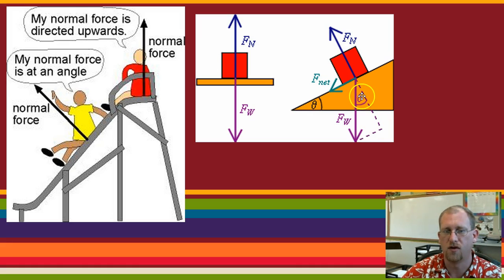And so here's your angle, here's your theta. And because it is the adjacent side of that triangle, we use cosine. So cosine theta times the weight gives me my normal force. Does that make sense?